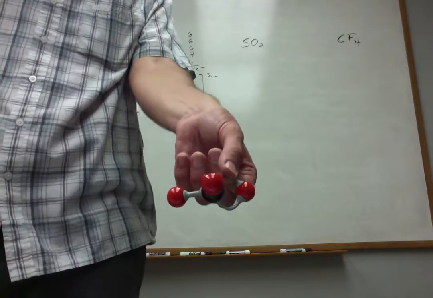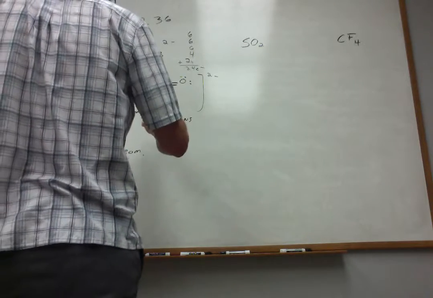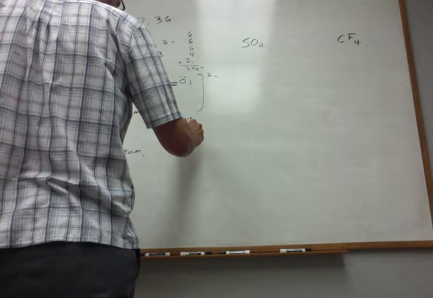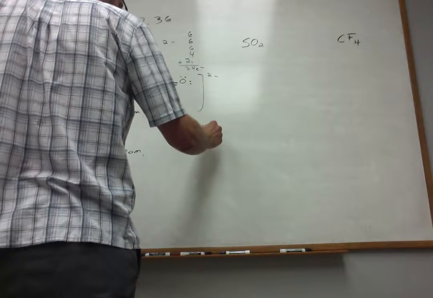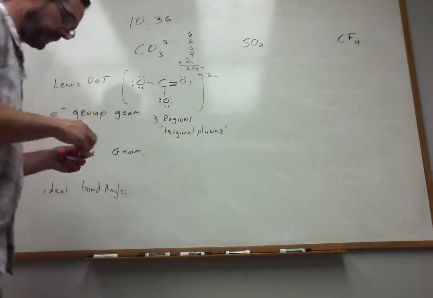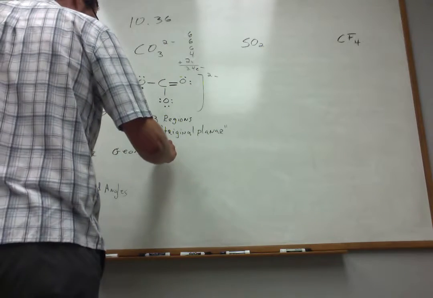Trigonal planar. So the electron group geometry is trigonal planar. Make sense? Hopefully so, okay? Now what about the molecular geometry? Now in this case, the molecular geometry is also trigonal planar.